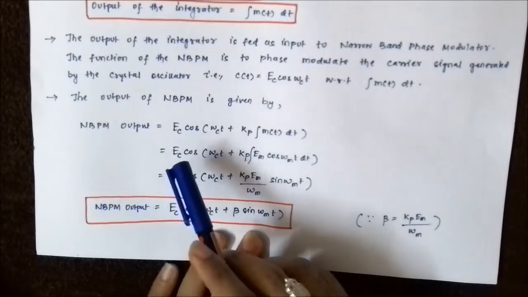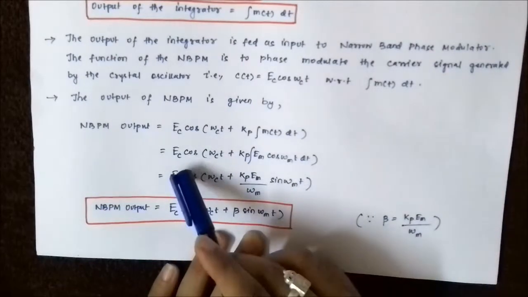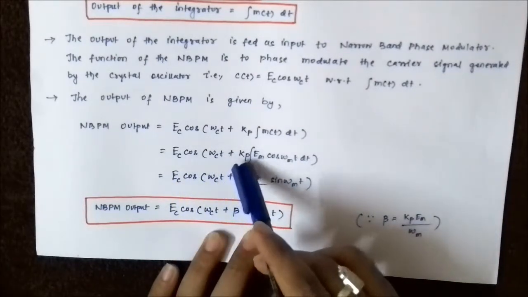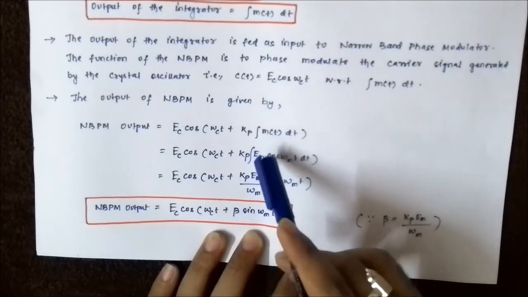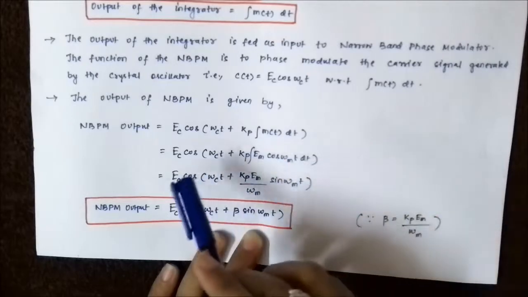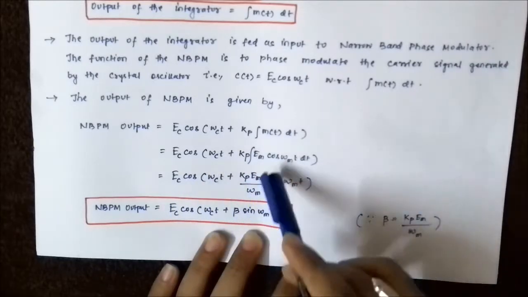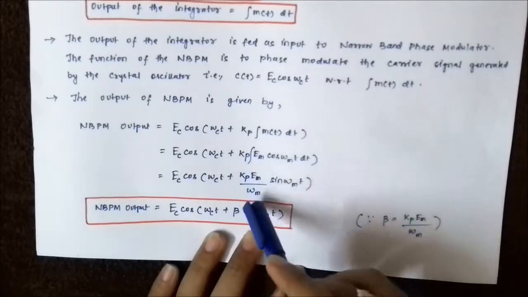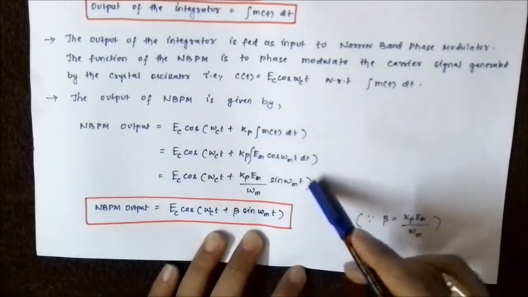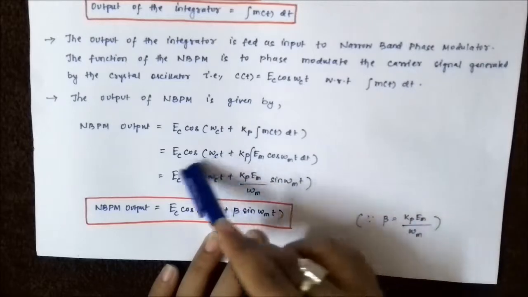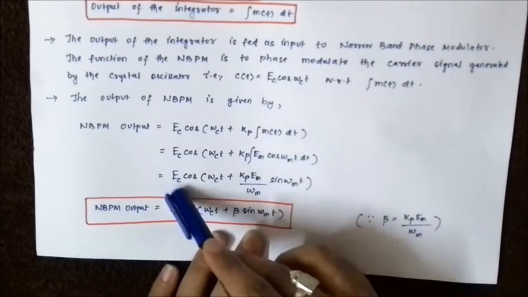Now it can be further simplified as Ec cos(ωct + Kp Em cos ωmt) dt. So we have substituted m(t) with Em cos ωmt, and then we have performed integration over it. So we get Kp Em by ωm sin ωmt. Now this is a frequency modulated signal waveform.